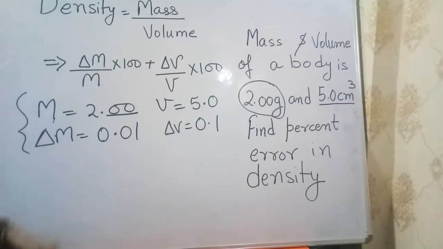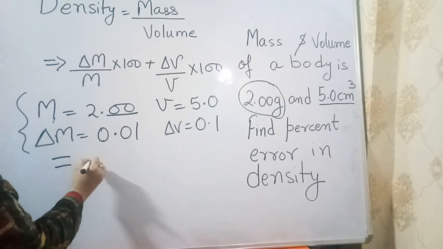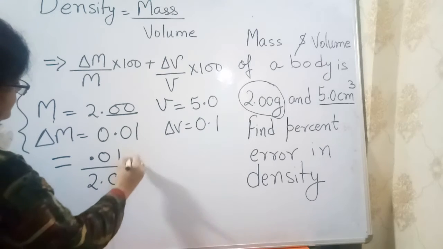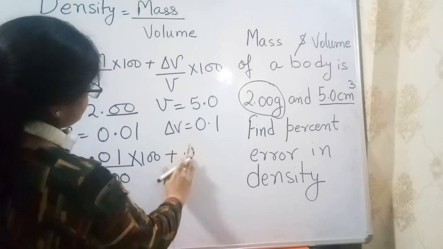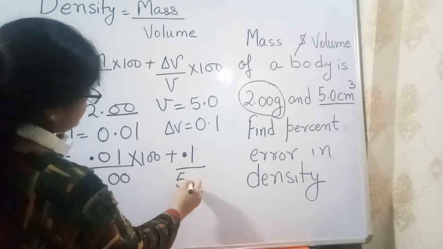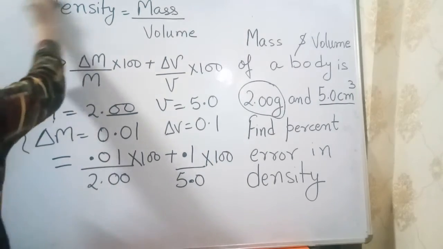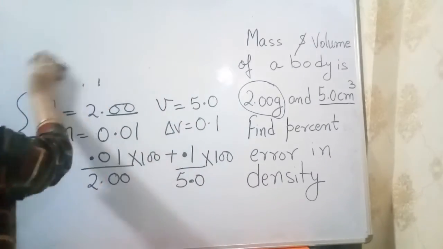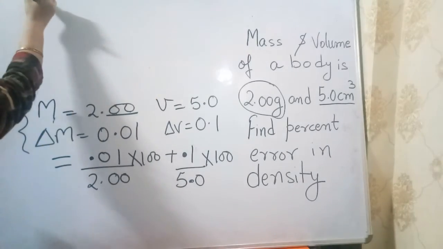Clear? Now we just solve it. That means we have 0.01 over 2.00 into 100 plus 0.1 over 5.0 into 100. Clear? Now we solve it and see what is the percentage error in finding the density. Now I solve one by one.